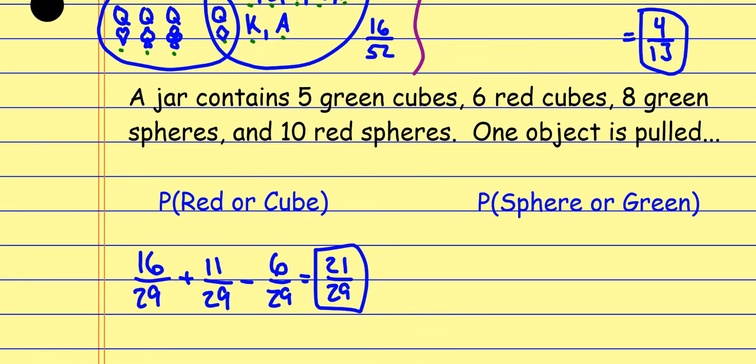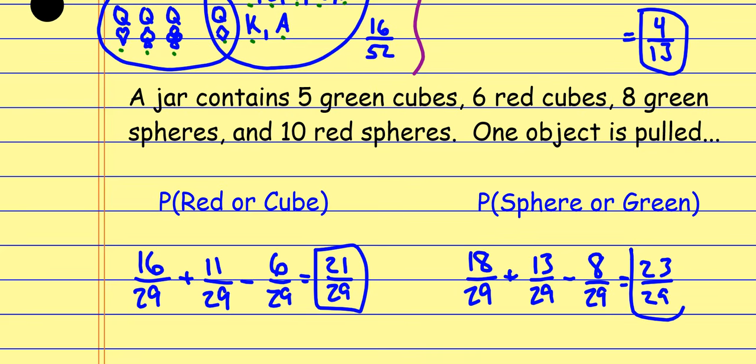All right. If I look at this one, the spheres, there are 18 spheres in this thing out of 29 total. Or means we add green objects. There are 13 green objects. And now what happens is I've counted the green spheres twice. Those 8 green spheres got counted when I did the 18, but then they got counted again when I did the 13. So I have to subtract the 8 out of 29. I have to subtract the overlap. All right, so that gives me a 23 out of 29. And really, if you had added those without subtracting the overlap, hopefully you see that that goes over the value of 29, which is impossible. All right.